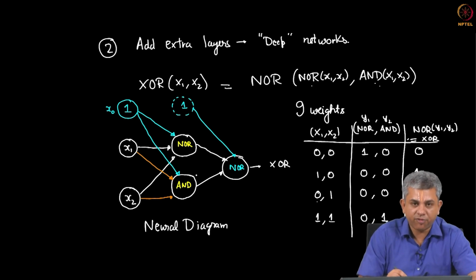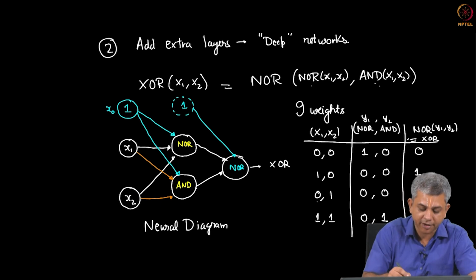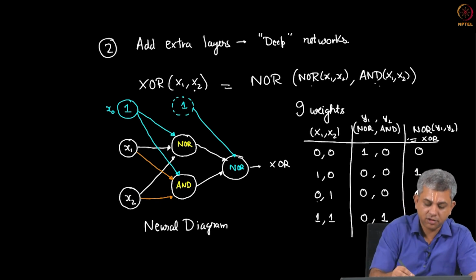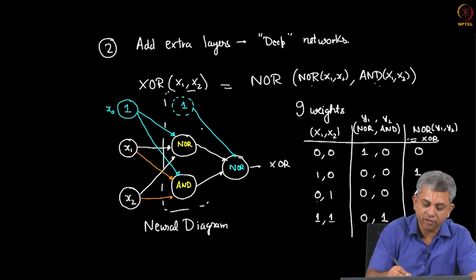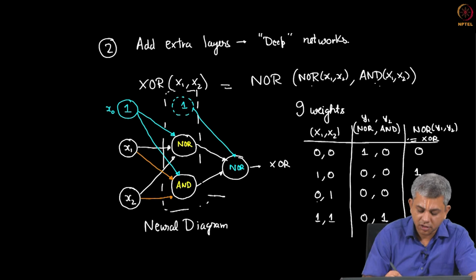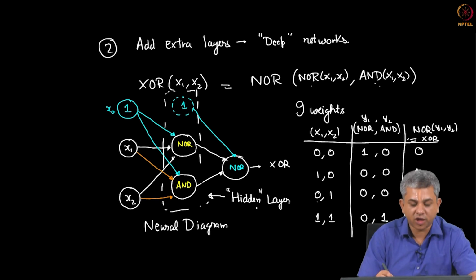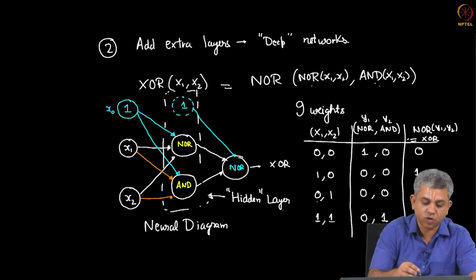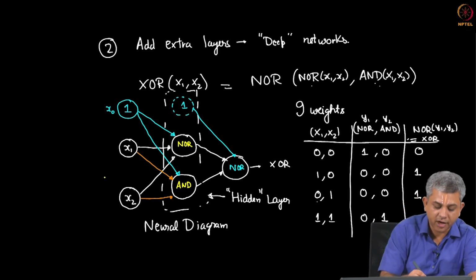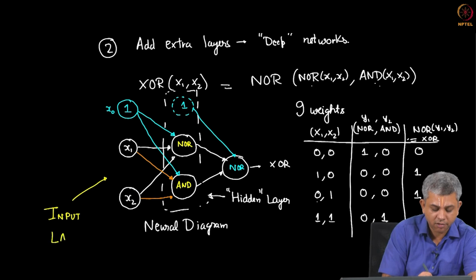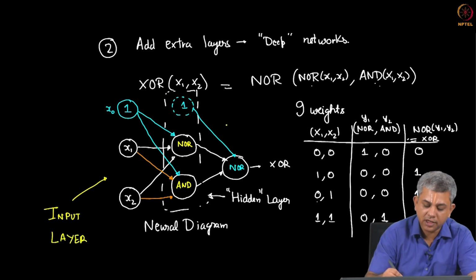The difference of this diagram from the previous diagrams is it has an intermediate layer here, which is the new invention in some sense. This intermediate layer is called the hidden layer. That is because it is neither the input nor is it the output layer, which is all we had been working on before. This layer here is often called the input layer, and this layer here is called the output layer.